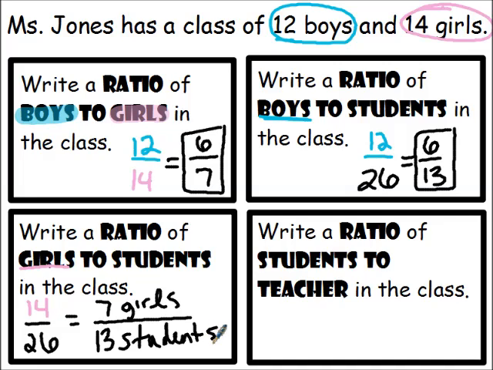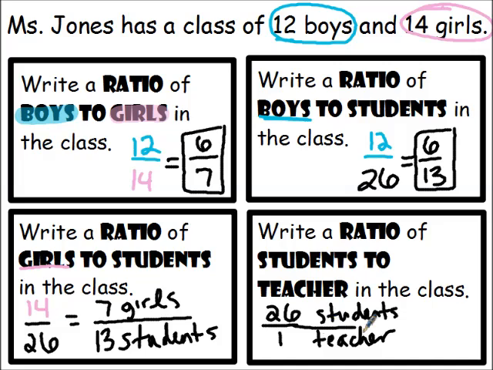Now we'll write a ratio of students to teacher in the class. So we have a total of 26 students to how many teachers? Well, we just have Miss Jones, so that's going to be to 1 teacher. And because we need to have it as a ratio, we'll need to keep it 26 to 1. If we just wrote 26, we wouldn't know what that represented. So we have 26 students to every 1 teacher. And because our denominator is 1, we could call this a unit rate.